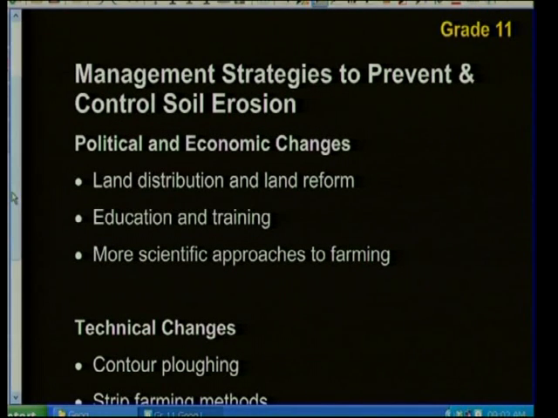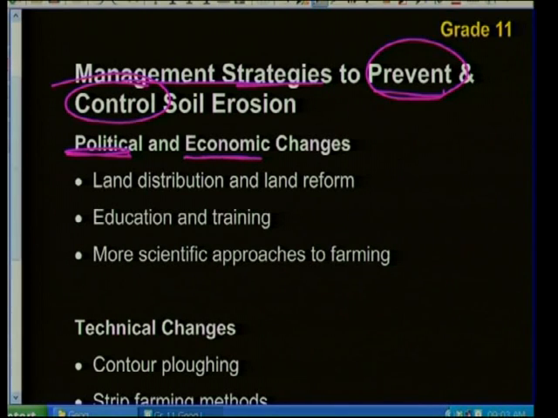Some of the strategies that can be used for the management of soil erosion. Management strategies to prevent and control soil erosion. What we should remember is the following. This is largely a political and economic factor. Land distribution and land reform. Due to large-scale acts that have influenced the way South Africa's population lives, we must now ensure that there is large-scale land distribution or restitution, as well as land reform.